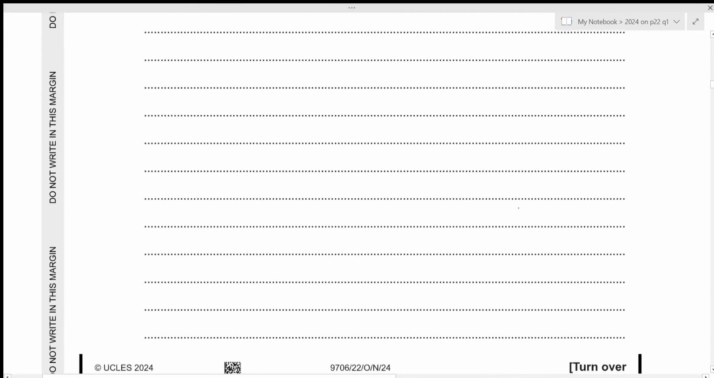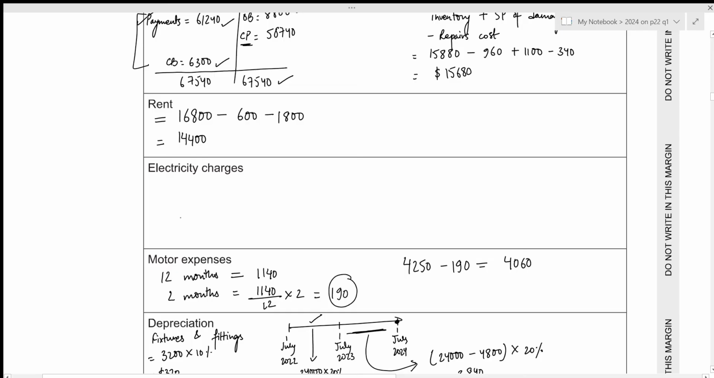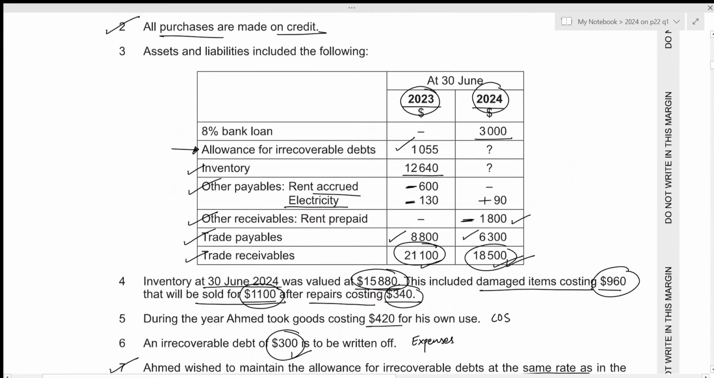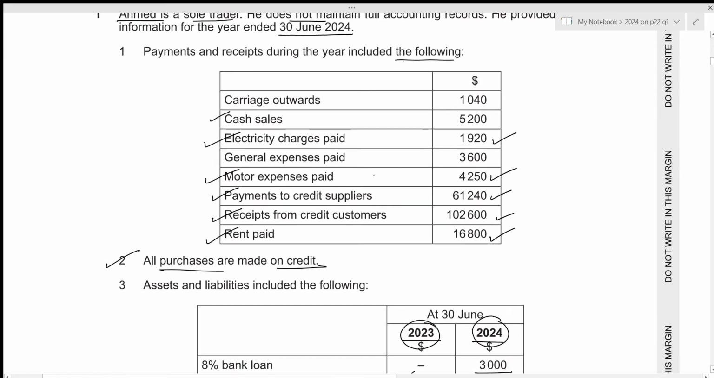Let's do this. So for electricity, we start with the amount that was actually paid, which was 1,920. For our starting accrual, we subtract that. For the ending accrual, we add the amount. Now this gives us the correct value for the electricity to be 1,880. This should be included within our statement of profit or loss. Okay, I think we went over all of the information. For general expenses paid, there is no adjustment given, which means that we can include this entire amount of 3,600 as an expense within our statement of profit or loss. So is the case with carriage outwards. That should be included as an expense as well.